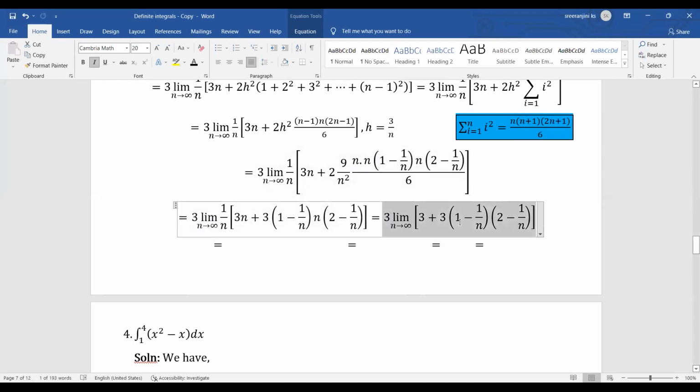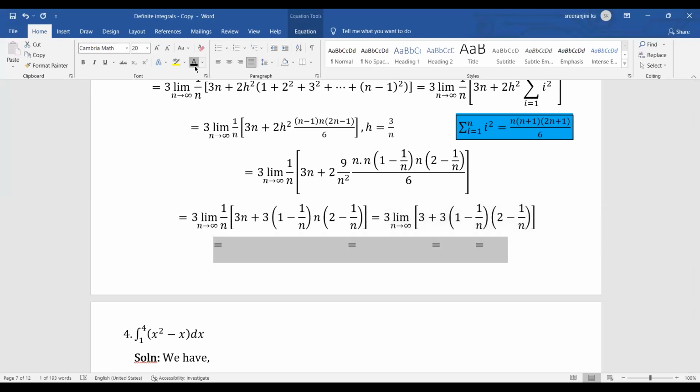Equal to limit n tends to infinity. I'm multiplying this 1 by n inside, so it will be 3 plus, this n and this n will get cancelled. So 3 plus 3 into 1 minus 1 by n into 2 minus 1 by n.